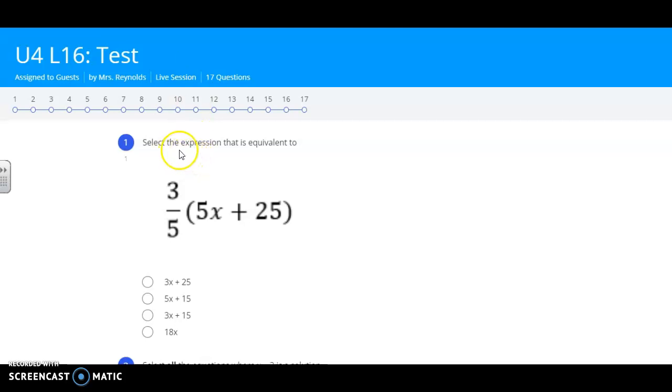Question number 1. Select the expression that is equivalent to 3/5 (5x + 25). Your answer options are 3x + 25, 5x + 15, 3x + 15, or 18x. You can pause this video and solve the problem, and then press play to continue.